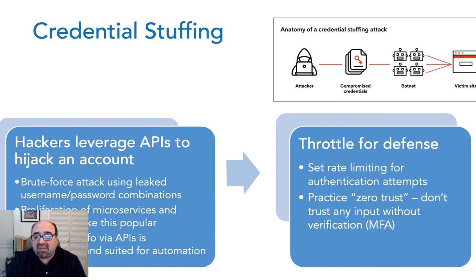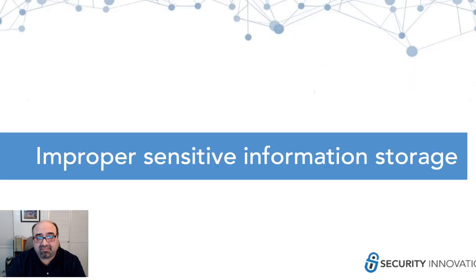So some of the ways you defend against that is you set rate limiting for your authentication attempts, so it takes a lot longer for these authentication attempts and credential stuffing attacks to occur. But really, you should be practicing zero trust. Don't trust any input into an API that hasn't been subject to a multi-factor authentication.